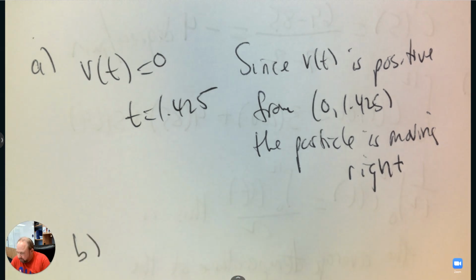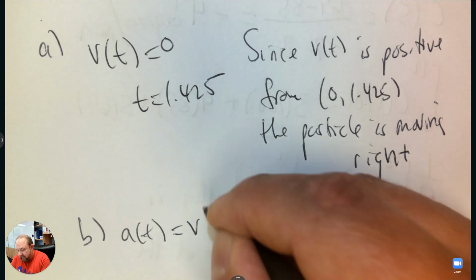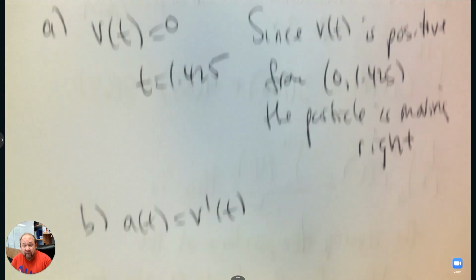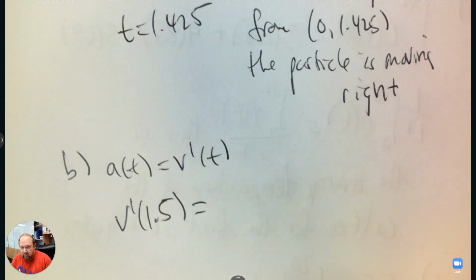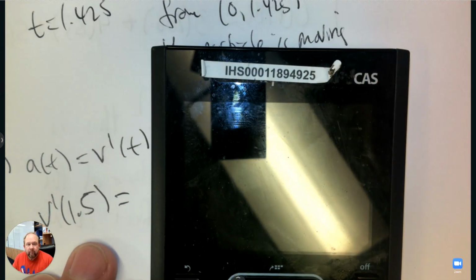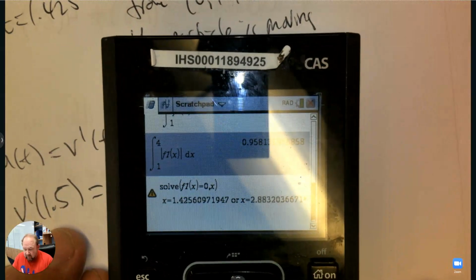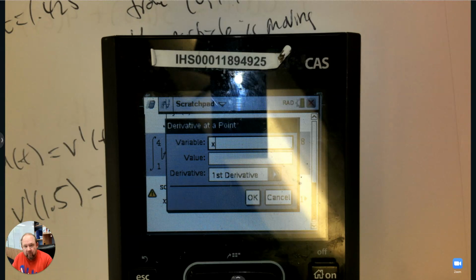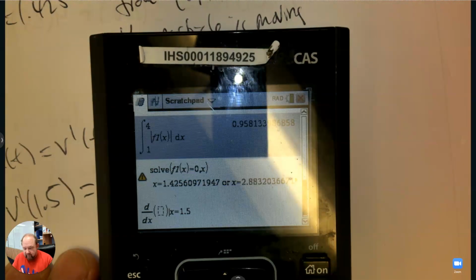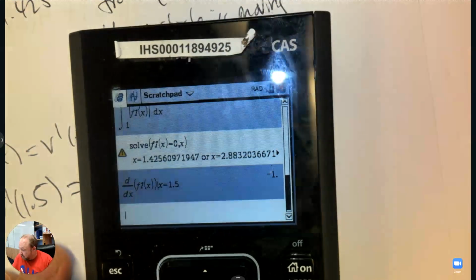Part B. Find the acceleration. How do I find the acceleration? I take the derivative. They want you to find the acceleration at 1.5, so in other words, you're going to find the derivative at 1.5 with your calculator. To do that, we're going to go menu, calculus, derivative at a point. We used x, and then just f1 at x. And the acceleration is -1.